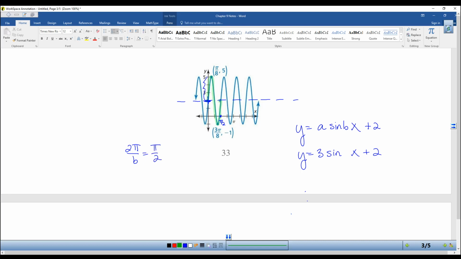We can solve this. Clear the fraction by multiplying both sides by 2b. On this side, the b's cancel. On that side, the 2's cancel. And I get 4 pi is equal to pi b. And b is equal to 4.